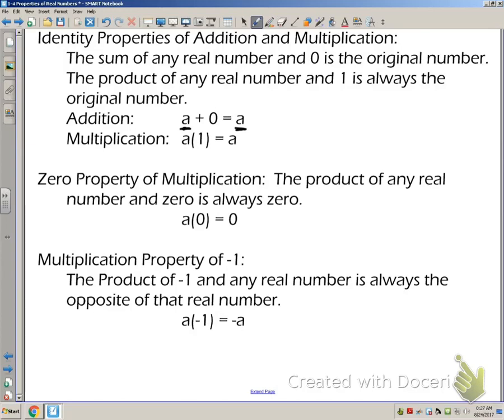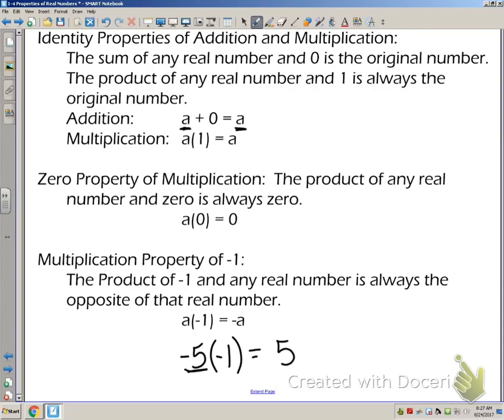The 0 property of multiplication is pretty easy too. We know that anything times 0 is always 0. And the multiplication of -1 property tells us that anytime I multiply by -1, I just end up with the opposite of what I started with. So 5 times -1, I started with a positive 5. I end with the opposite of that, which is -5. If I look at -5 times -1, a negative times a negative is a positive.